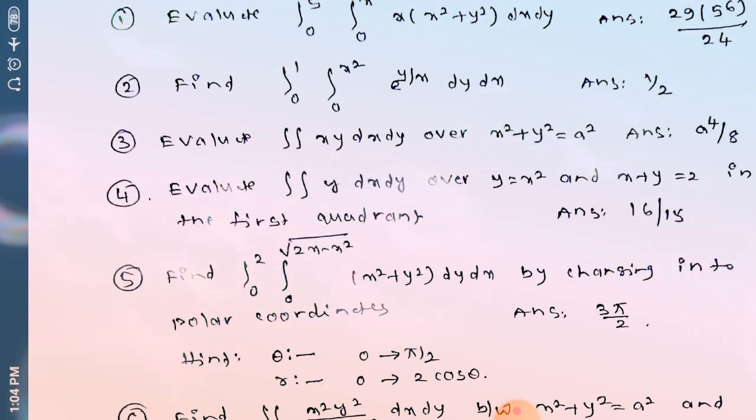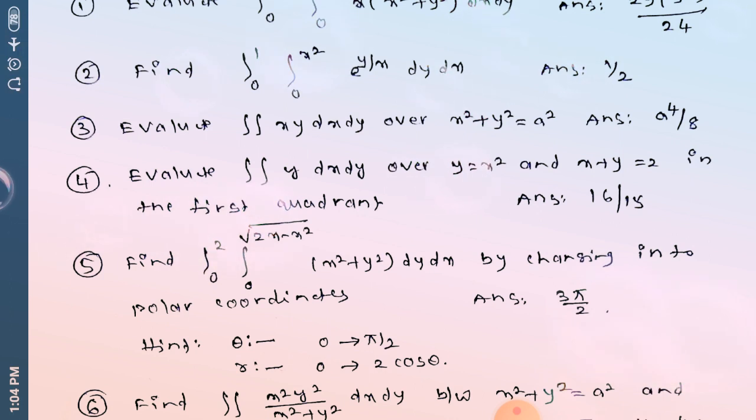So from that, you can directly find out x equal to r cos theta and y equal to r sin theta. After getting that, it has to satisfy a condition x square plus y square equal to r square. So by using that, now we need to find out dx dy value, which is nothing but r dr d theta. And the thing is, we need to focus on limits of r and theta.